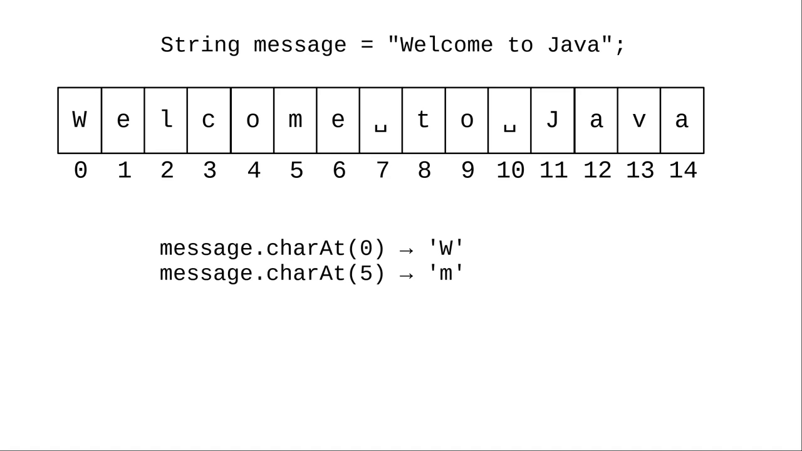charAt(5) of the message gives us back the letter M, and if we go beyond the end of the string, Java gives a runtime error. Notice that 15 is out of bounds. Even though there are 15 characters in the string, they're numbered 0 through 14. Our last valid index number is 14, not 15. This is a source of many errors when people are just starting out using strings in Java, by the way.